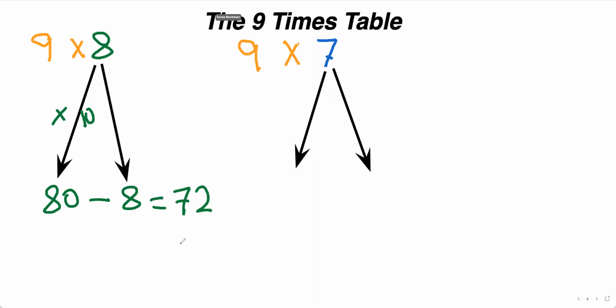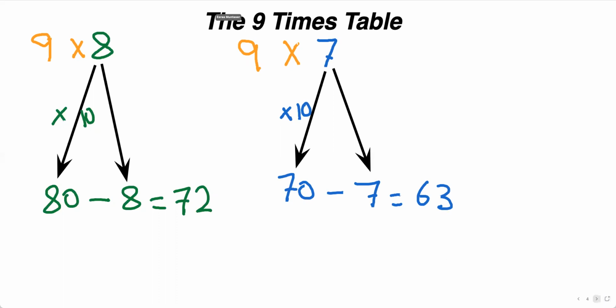Is this a coincidence? Let's try it again. So 7 times 10 is 70, and minus that number, 7. That gives you 63. Now it's time for you to make sure that works all the time.